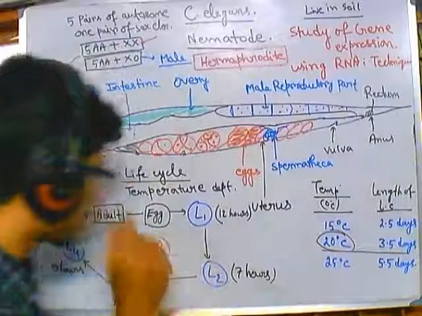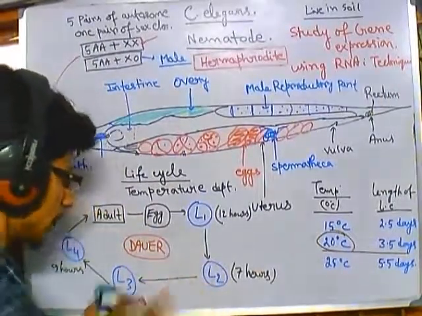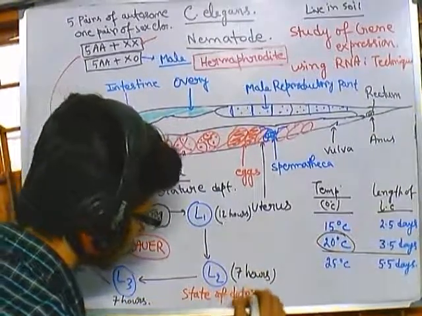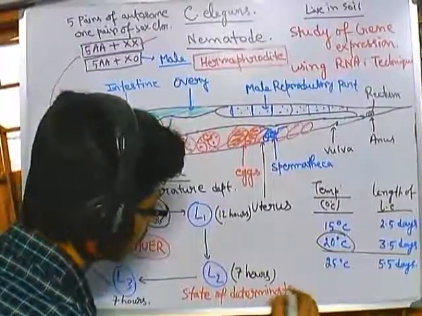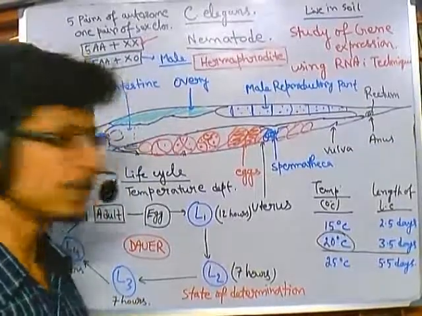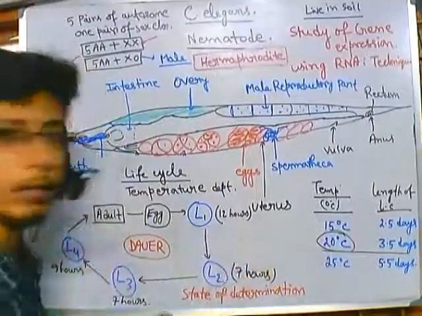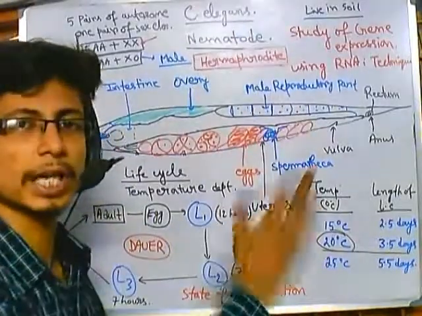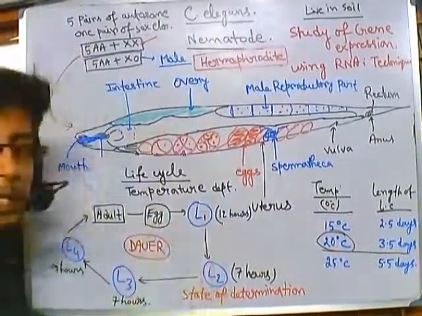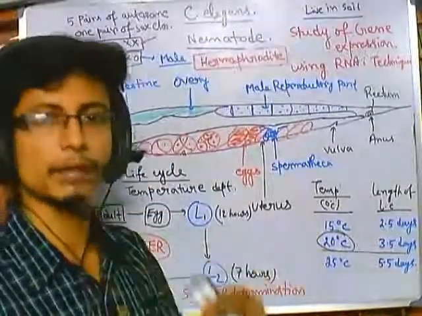Now in this particular stage, at this L2 stage, this is the stage of determination. This is also called the state of determination for the C. elegans, that is, what will they do in future. Now if they get some kind of harsh environment, if they sense some kind of harsh environment in their surrounding, suppose a very elevated temperature and many types of modifications in the environment, what will they do in those conditions? They will simply slow down their metabolism.